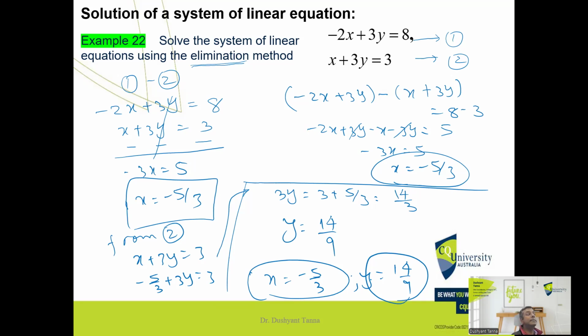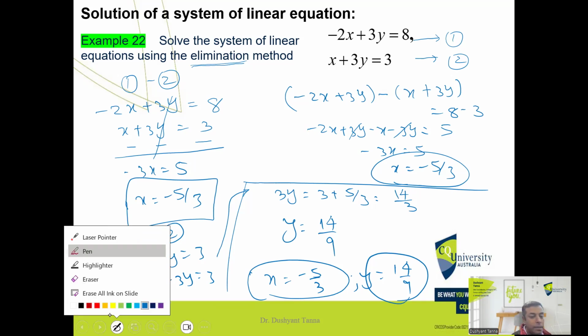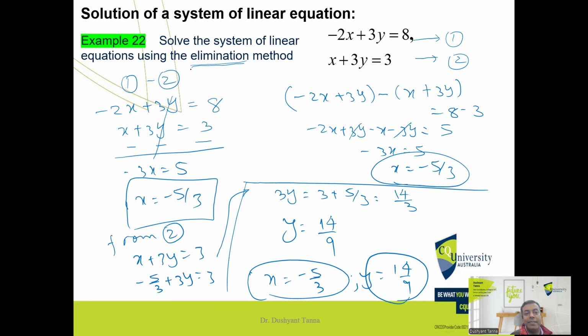Did the method make sense? All good? Can I switch up the two equations? So can I start with x plus 3y equals 3 and minus the 2x? Absolutely. It doesn't matter which you subtract. So rather than 1 minus 2, you are saying 2 minus 1? Yeah, absolutely. Okay, that's nice.